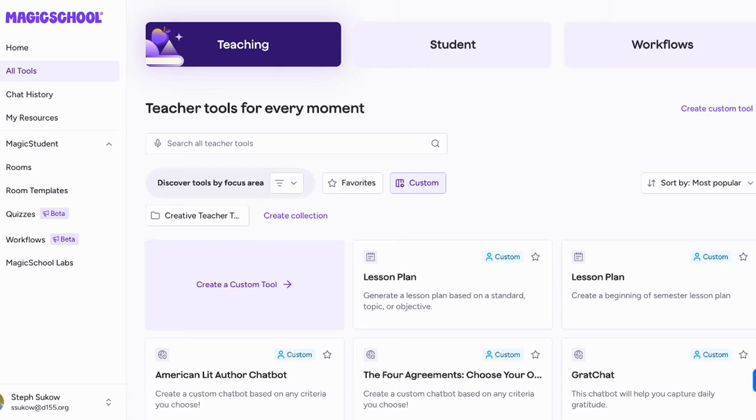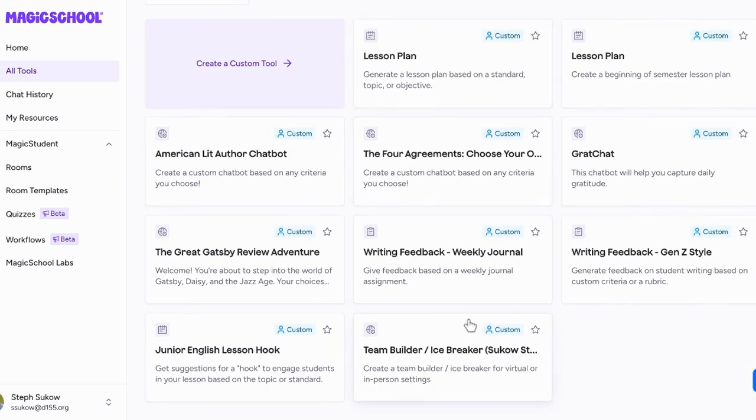Personalizing the student experience has never been easier with MagicSchool. And so one thing that I love, and I'm going to click custom here, is I've been able to build out or personalize different tools in MagicSchool to support my student learning. One of my favorite is the Great Gatsby Review Adventure.